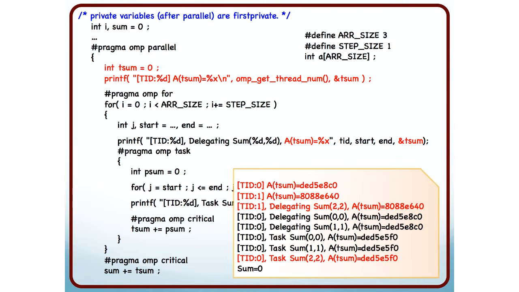In this particular case, there are only 2 threads. I ran this with 2 threads. So initially, these are the addresses of these memory locations. Obviously, they both had their own copy of tsum, so they had different addresses, right?